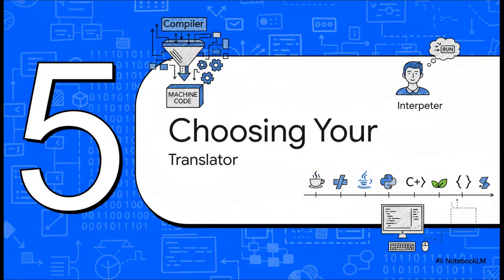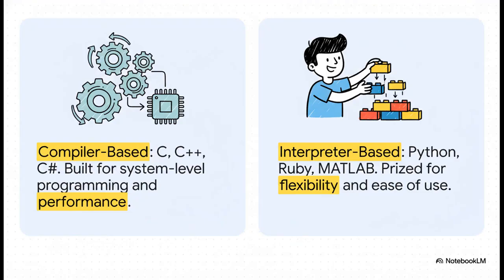Okay, so this isn't just some abstract theoretical debate. This choice between a compiler and an interpreter has a huge real-world impact on the programming languages that developers use every single day. And you can see them right here in their corners. In the compiler's corner, you've got the heavyweights built for raw performance, languages like C, C++, and C#. And in the interpreter's corner, you have the languages famous for their flexibility and developer friendliness, like Python, Ruby, and MATLAB. Each one has chosen the right translator for the job it was designed to do.